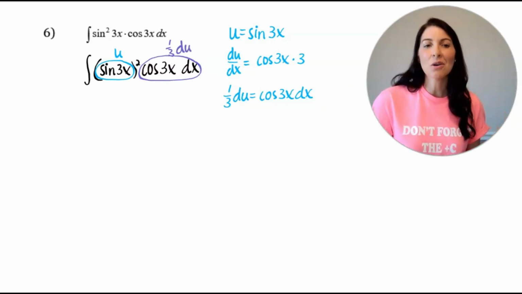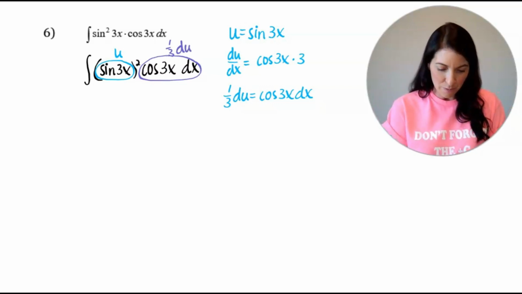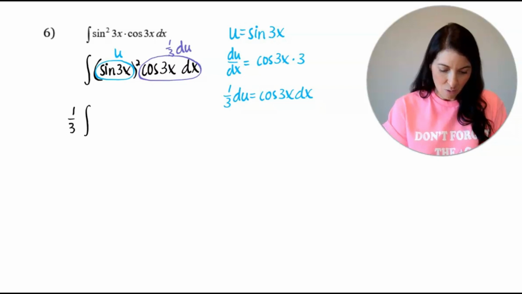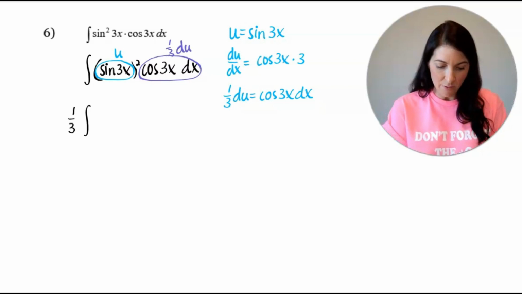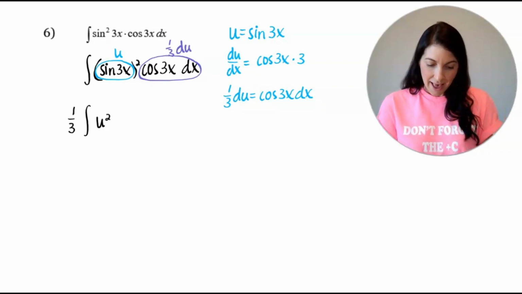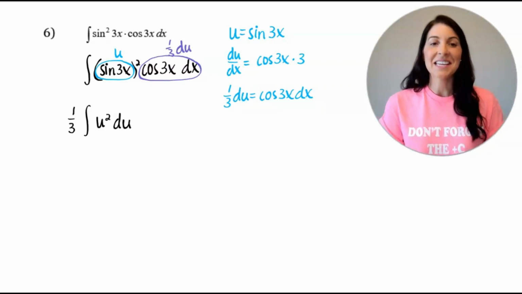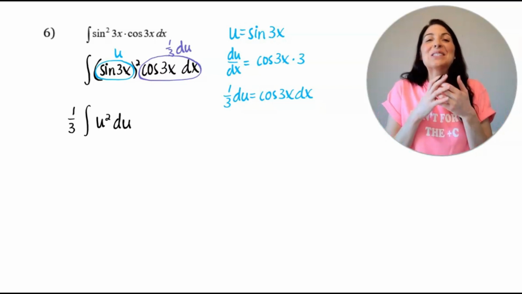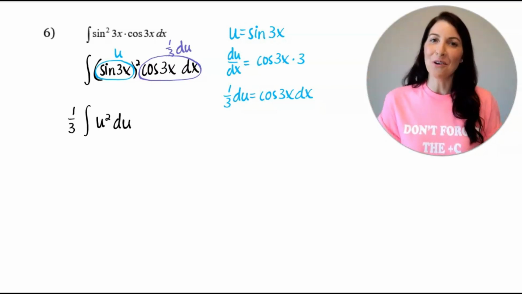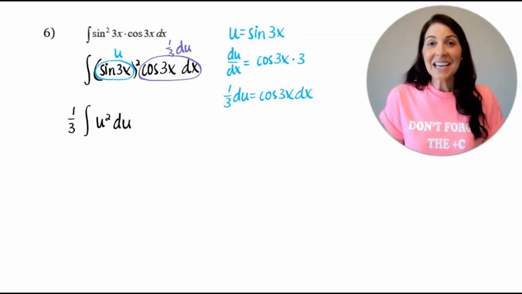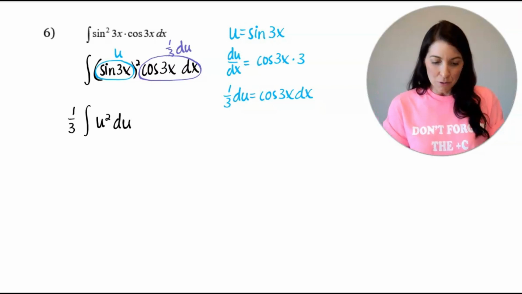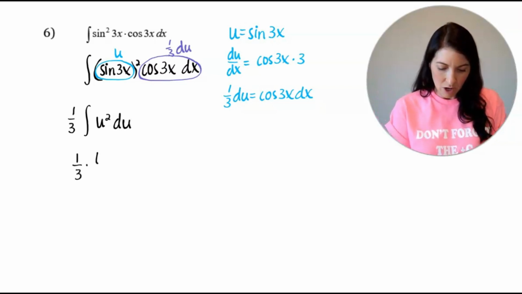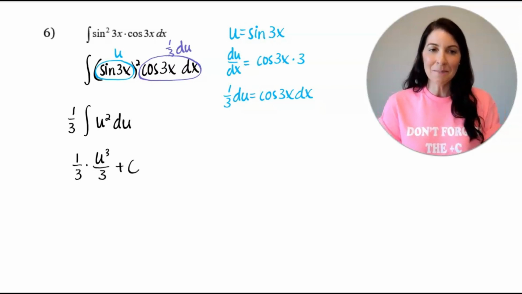So let's rewrite this integral with only our u variable. I'm going to bring that constant of 1/3 out in front. Sine of 3x squared now becomes u squared. And then I would just have du. And look at that, that is a much simpler integral that I can use antiderivative strategies to find. If I take the antiderivative of u squared, I would add 1 and divide by that same number, and then add your plus c.